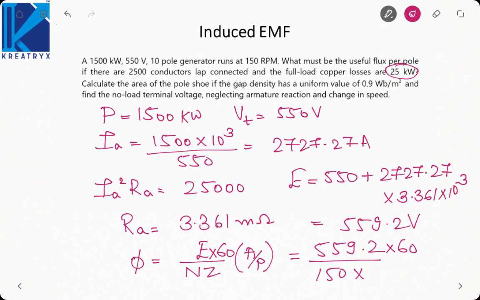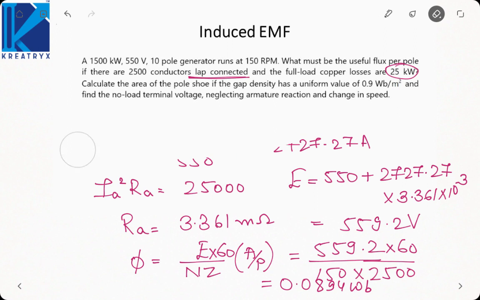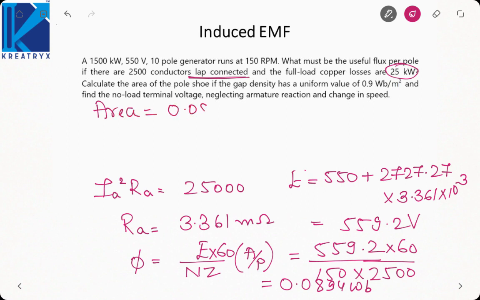And the number of conductors is 2500. Now P will be equal to A because it is lap connected. So from this we can derive that the flux is 0.0894 Weber. Once I know the flux, it is saying that the flux density is 0.9 Weber per meter square. So the area is 0.0894 by 0.9, which means 0.0994 meter square. That will be the cross-sectional area or area of each pole.